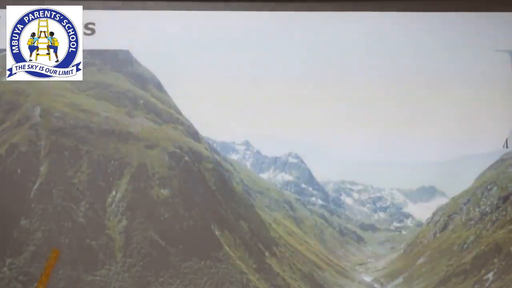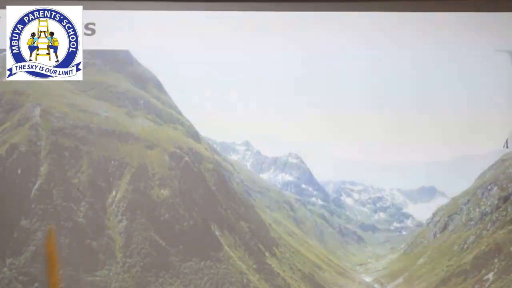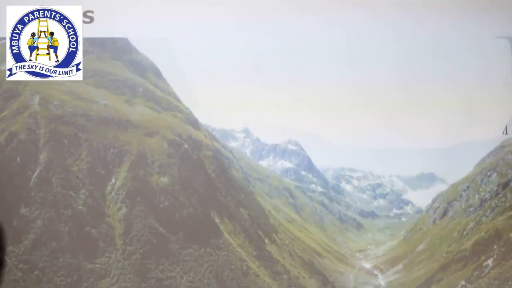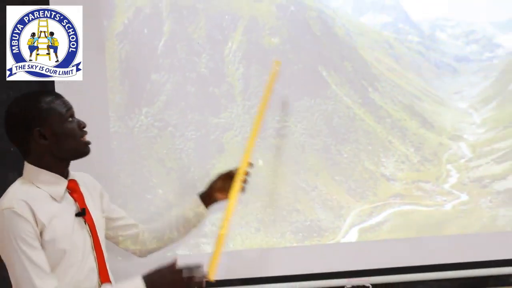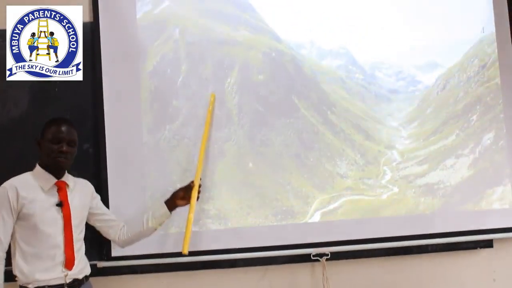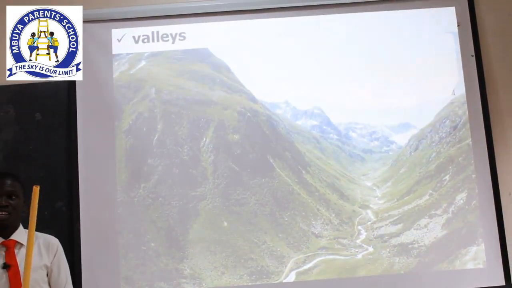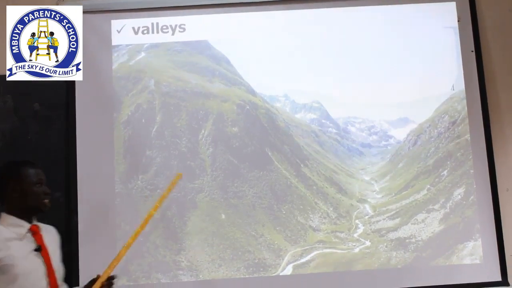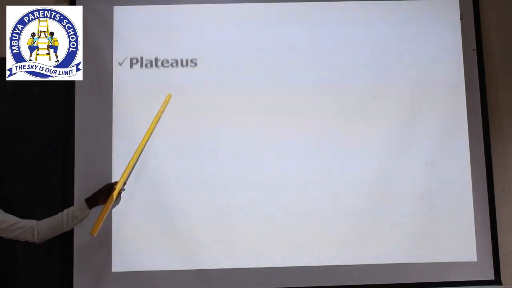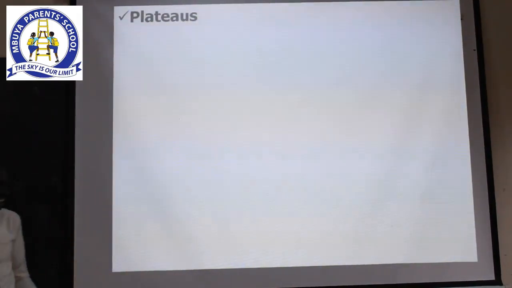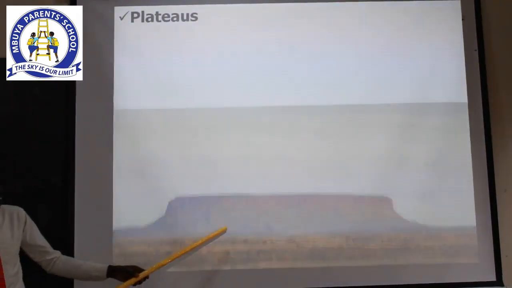I want you to note that what we are showing you right now are the examples of relief physical features, those physical features that form the natural appearance of the land. Please note that one. So whatever you are seeing right now are the examples of relief physical features. Don't mix them. Let's continue. Another physical feature is the plateaus. And the diagram of the plateaus is there.